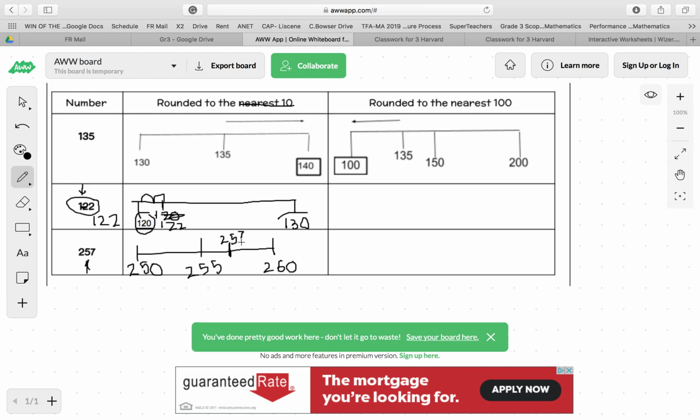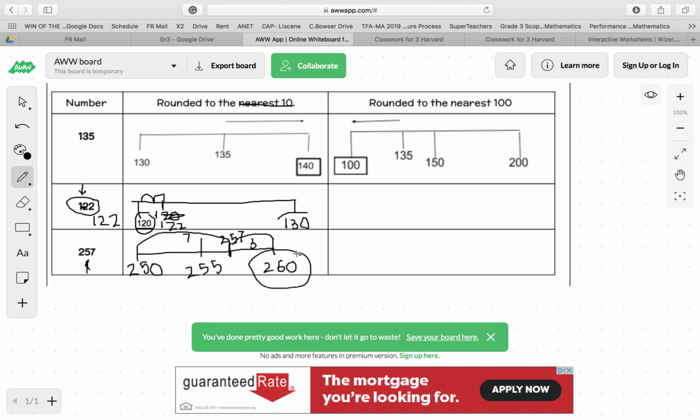So now, what 10 is this number 257 closer to? Is it closer to 250 or 260? I want you to circle that. So let's see, this is 7 away. We counted 7 to get here. This is 7, and this is 3. So it is closer to 260. Awesome. So we just practiced and warmed up, and we did our rounding to the nearest 10.